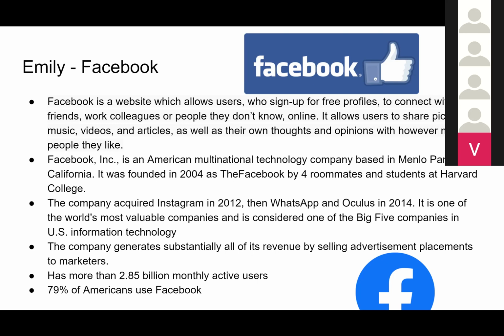So the company generates substantially all of its revenue by selling advertisement placements to marketers and has more than 2.85 billion monthly active users. And 79% of them are Americans. 79% of Americans use Facebook.